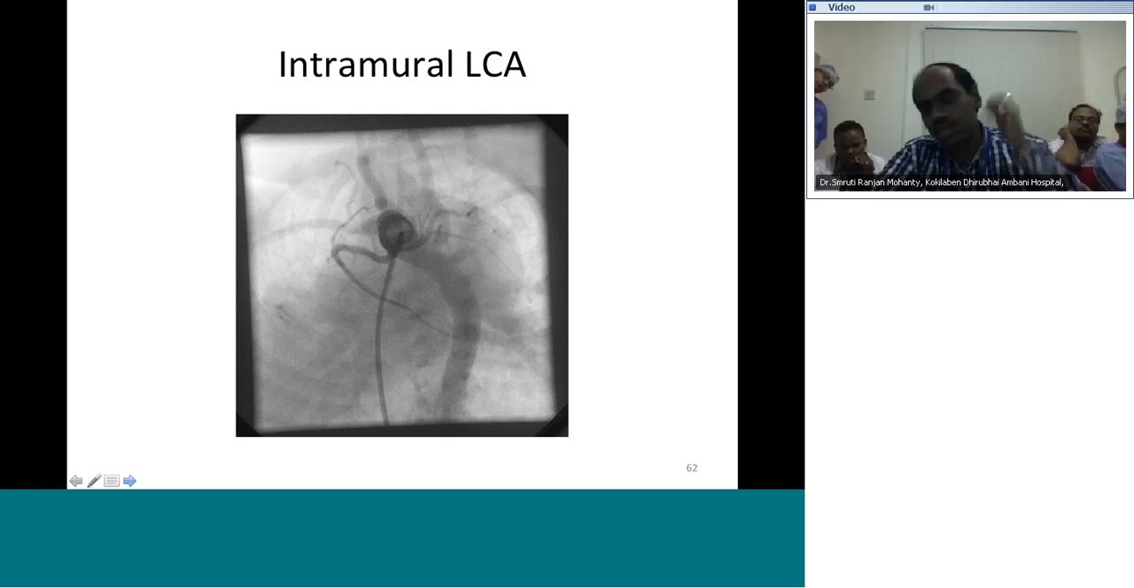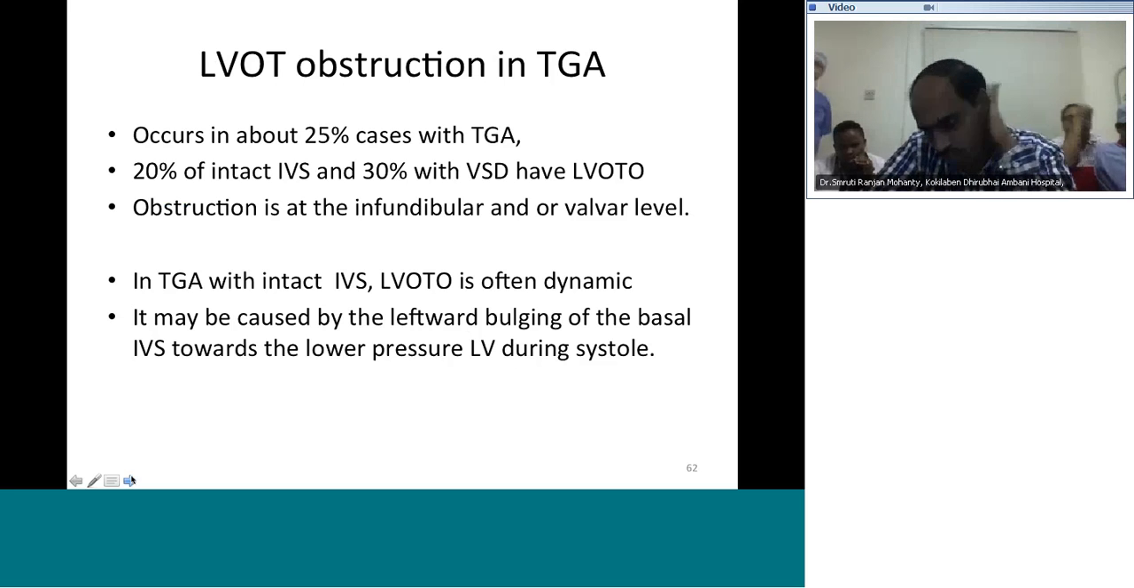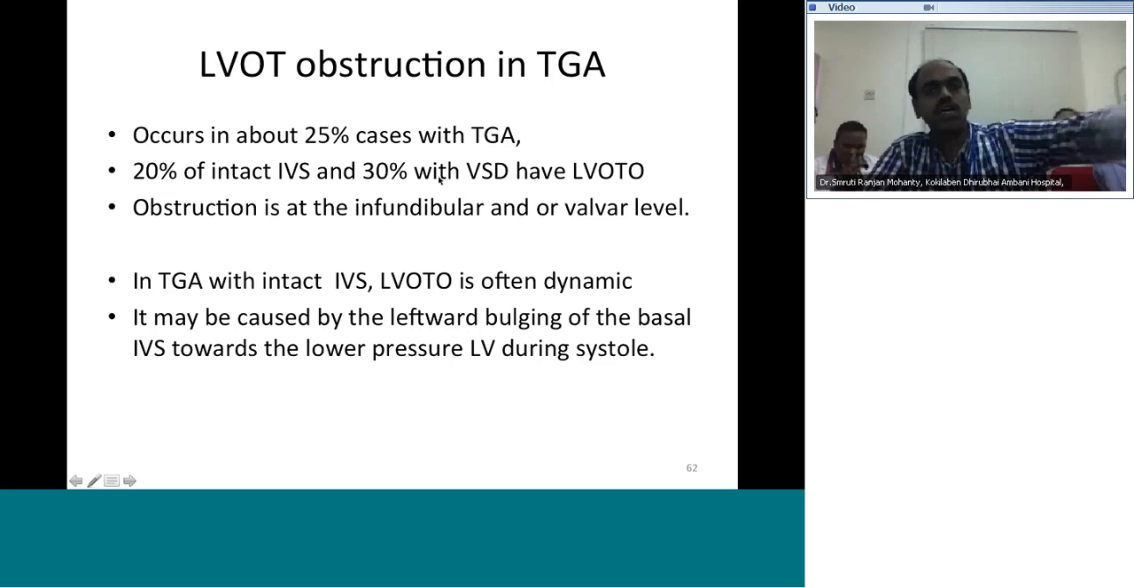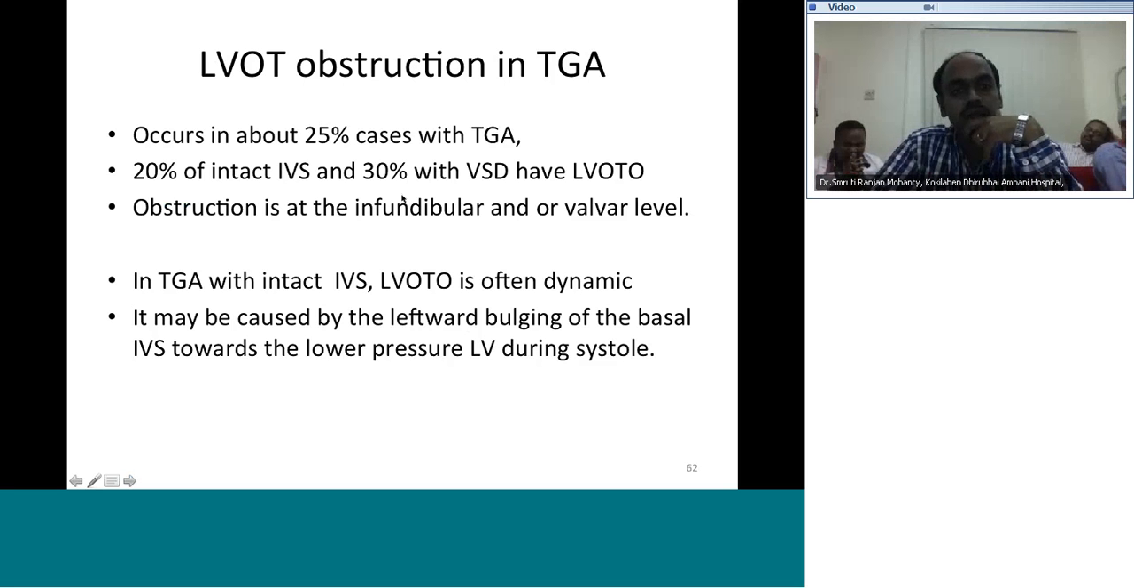So these coronary arteries, the significance is you need to identify them because they add to the risk of the surgery. Left ventricular outflow tract obstruction is common. It occurs in about 25% of the patients: 20% of patients with intact ventricular septum, and 30% of the patients with VSD. Obstruction can be at subvalvular or valvular level.